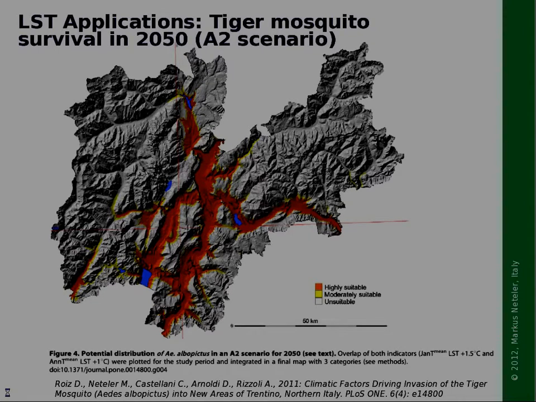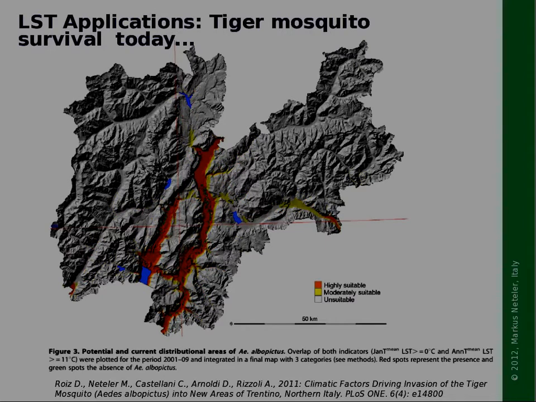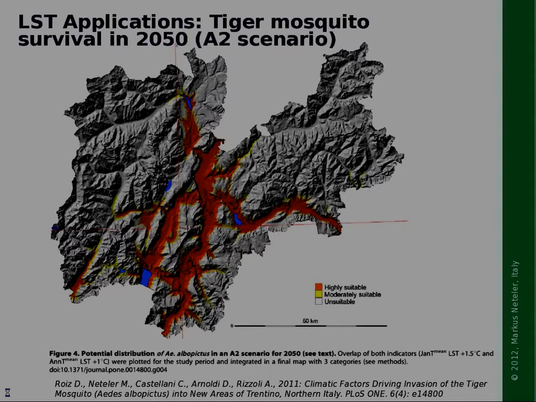We can also use the obtained results to make predictions of the future. This is the tiger mosquito survival in 2050 based on the IPCC A2 scenario, which is the January mean temperature plus 1.5 degrees Celsius, and the annual mean temperature plus 1 degree Celsius. This is integrated into a map, and you can see compared to the previous map that there's quite some further spread possible.